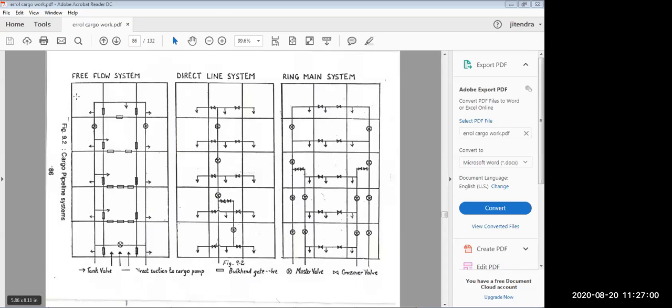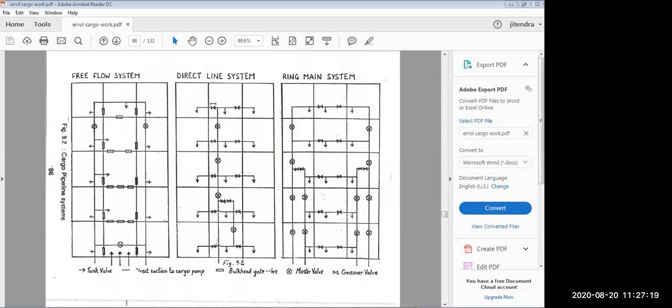Sham? Yes sir. There are 3 types of pipelines: free flow system, direct line system, and ringmain system. It's given in your Harold Fernandez book. So first, let's see the direct line system. In the direct line system, you have only one line, and from that one line you have branch lines for each tank.